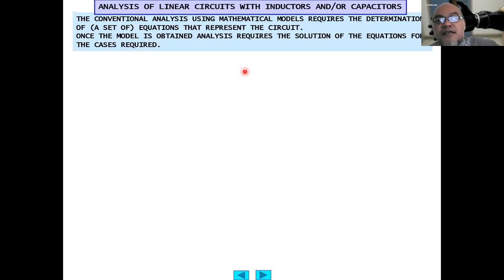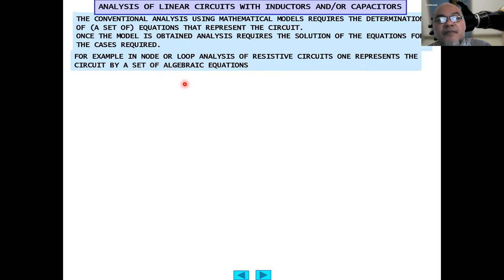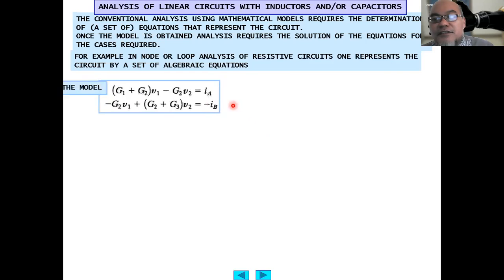based on the equations that represent that circuit. Once the model is obtained, the analysis requires the solution of the equations, and then the analysis can be done. For example, we have learned about node analysis and loop analysis of resistive circuits. One represents the circuit by a set of algebraic equations. With that set of algebraic equations, we can use substitution, or elimination, Gauss elimination, etc. And if the set of algebraic equations becomes complex, we can also use programming, some coding using Octave, to solve the set of voltages or currents.